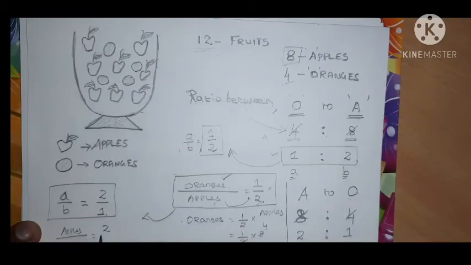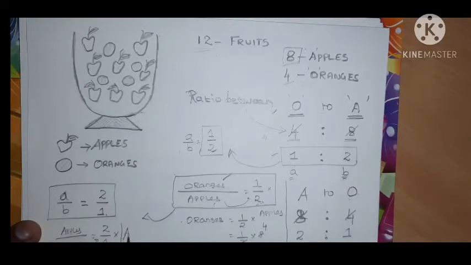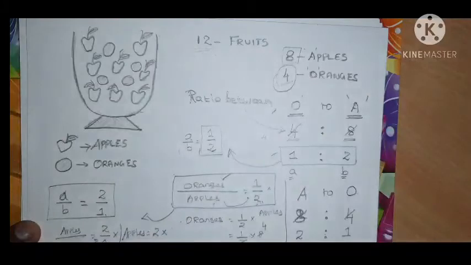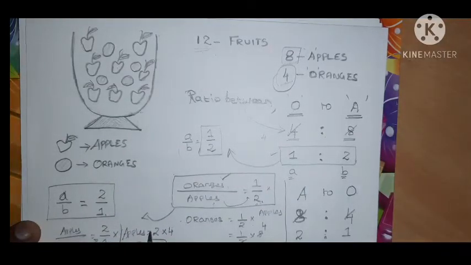So the ratio is 2 divided by 1. Hence oranges will come this side and will become multiplication. So apples is equal to 2 into, how many oranges are there in the bowl? 4 oranges. So 4 I am writing here. So 8. So the total number of apples is 8. Only this is the cross verification.